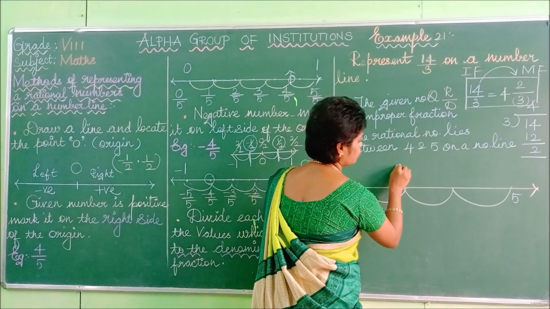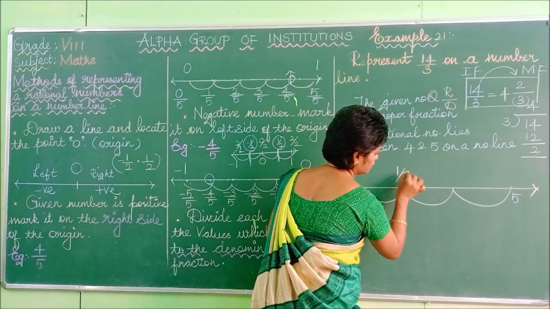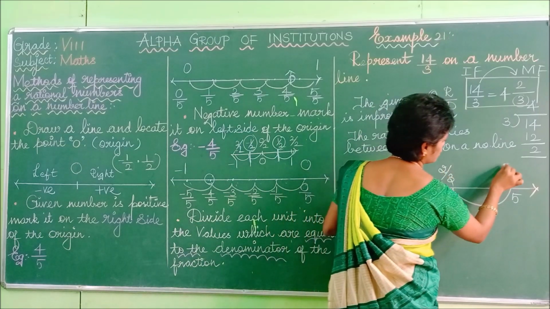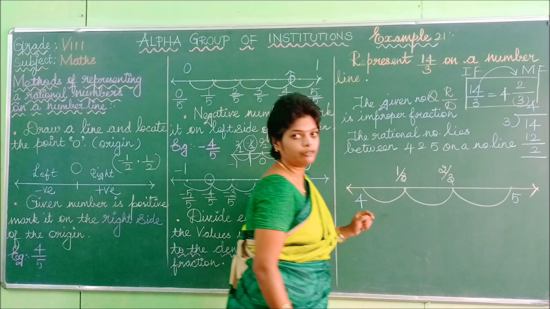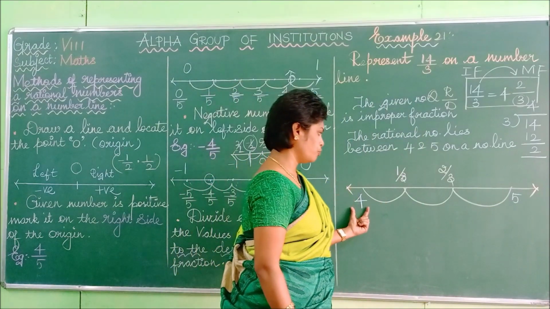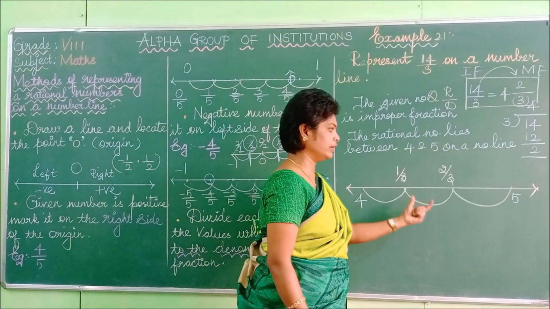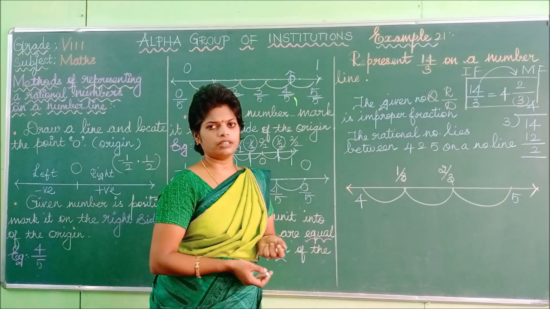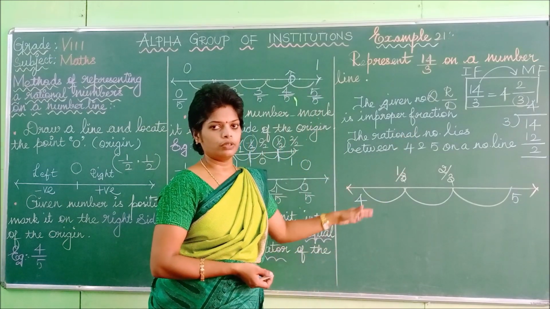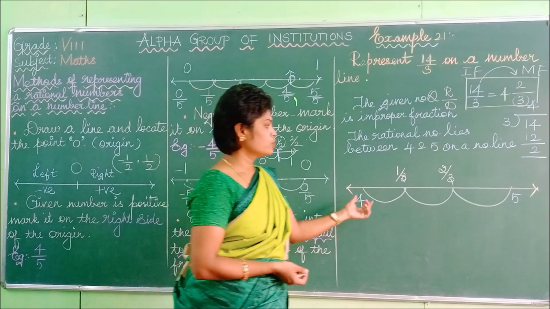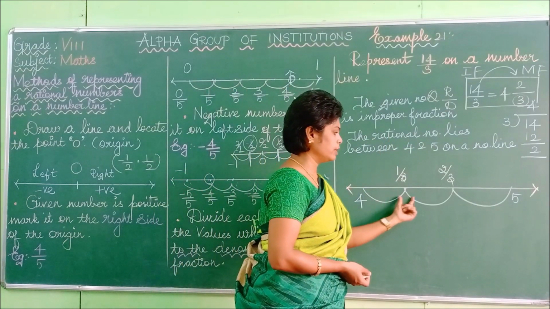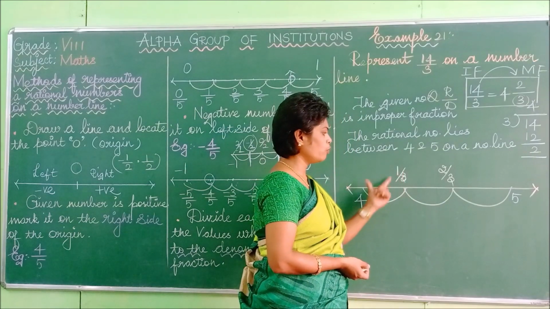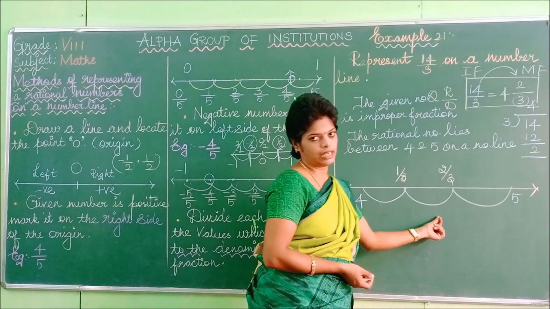So next one is what? 1 by 3 and another one is 2 by 3. At last this 3 by 3 gets the value 5. So it lies in between the value 4 and value 5. So using that denominator value we are going to divide between 4 and 5. Here the denominator is 3, so I have separated into 3 parts. So in between we can write 4 1 by 3, 4 2 by 3.